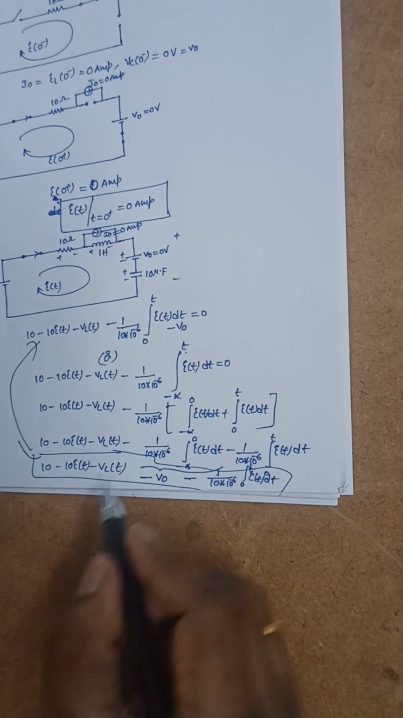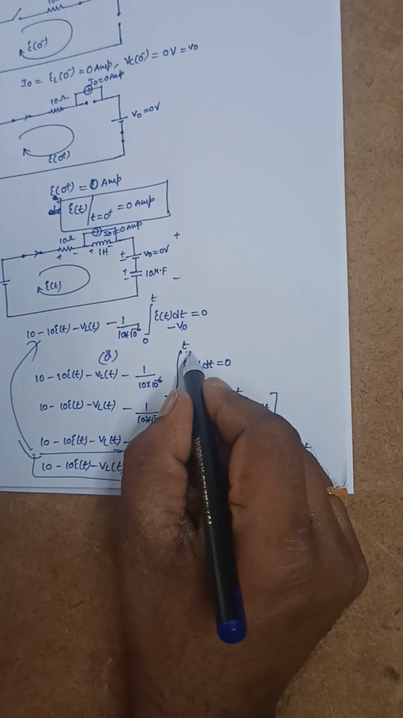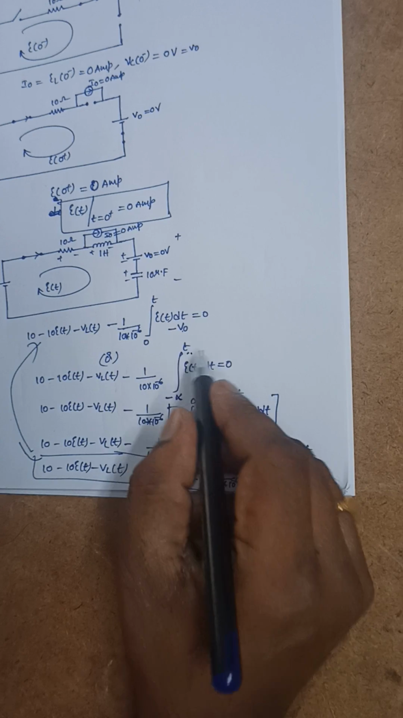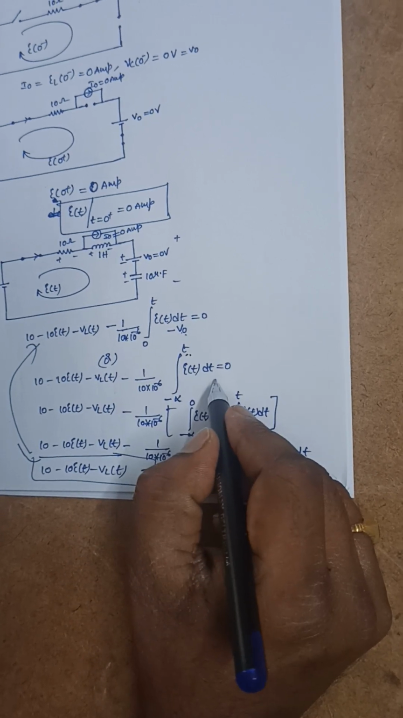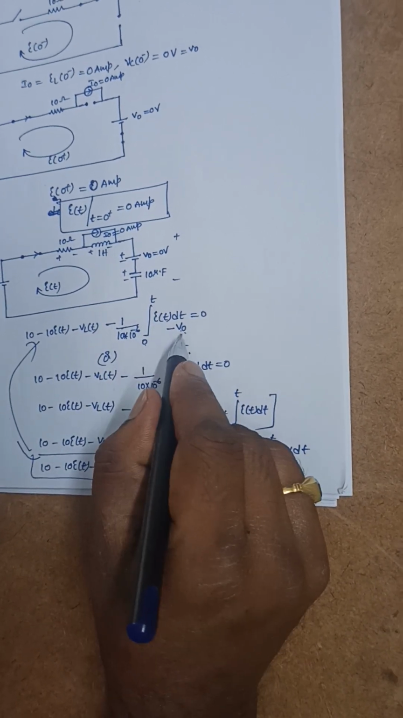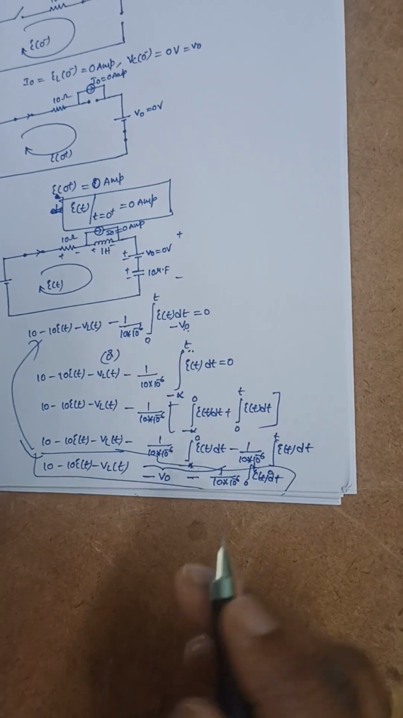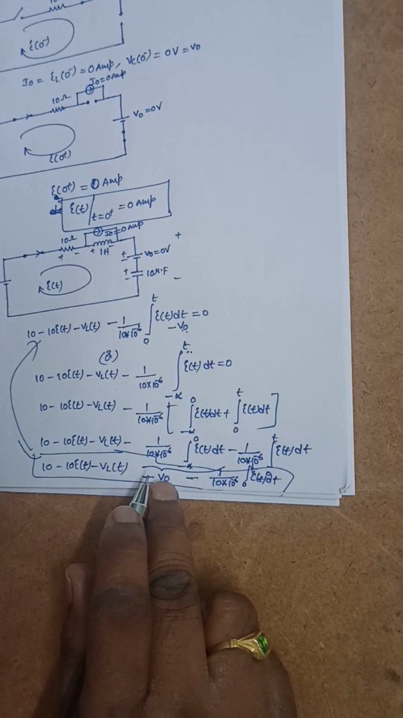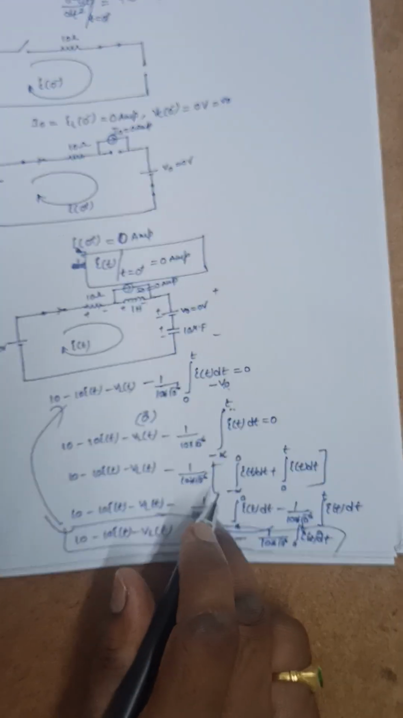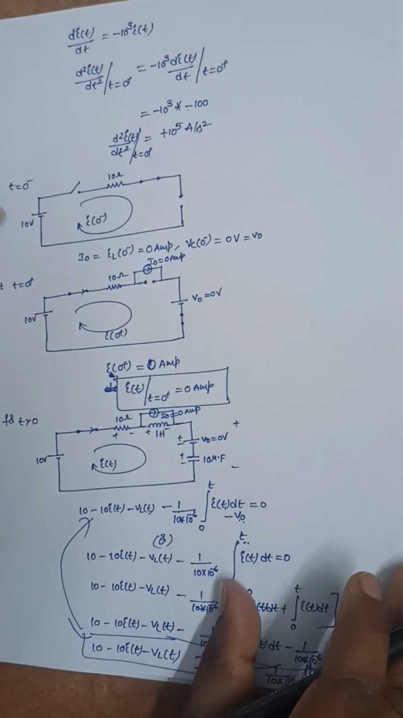Okay, either I can write minus infinity to t. If I write minus infinity to t, you need not represent v0 here. If I write from 0 to t, it is minus v0, I need to represent here. Either way I can write like this. Okay, so the same expression I'm going to rewrite here.